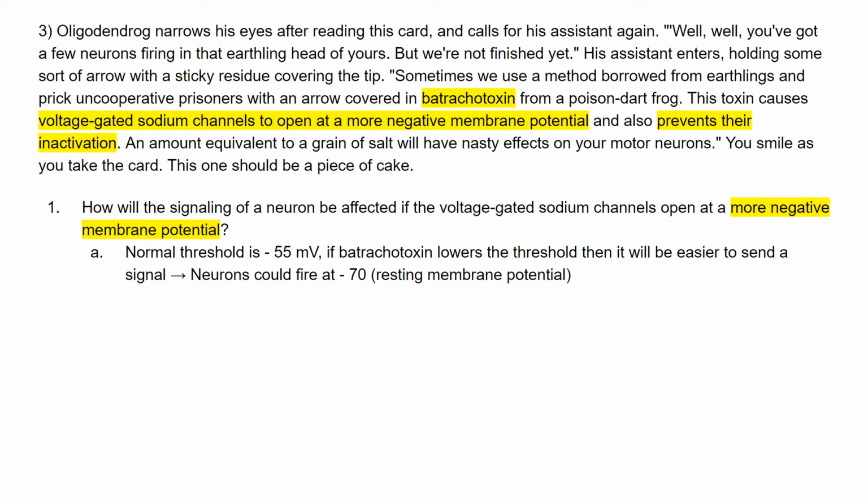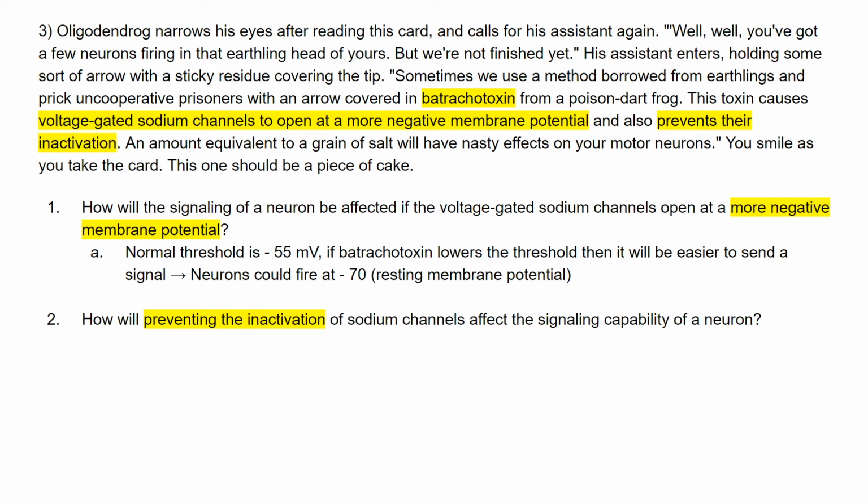So if this baracatoxin is lowering the threshold, like let's say instead of negative 55, maybe it only has to reach negative 50 or negative 65, then it would be a lot easier to send a signal. So normally the resting membrane potential is negative 70, and it has to reach at least negative 55 or else it won't send a signal. But this toxin is lowering the threshold. So let's say it lowers the threshold to negative 65. That's really close to resting membrane potential. That means it's going to be super easy to send signals. We might even have neurons sending signals at resting membrane potential.